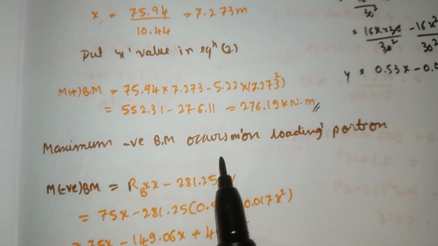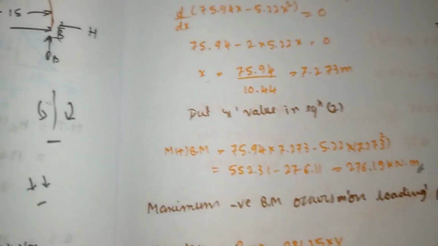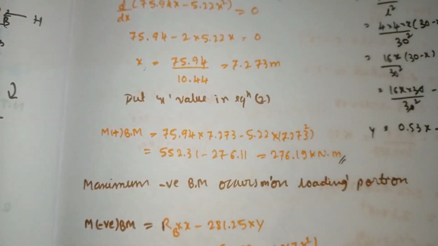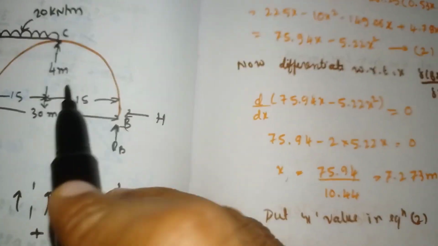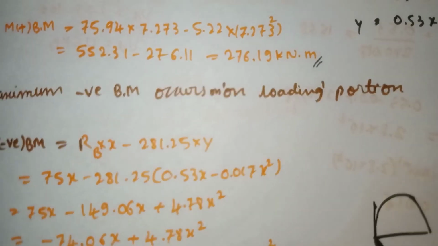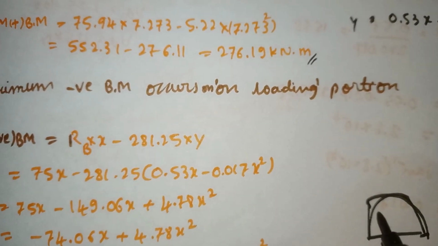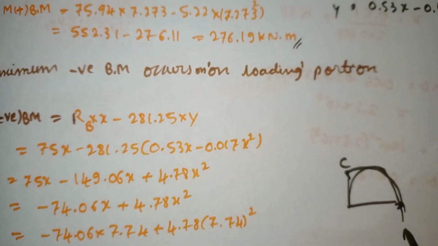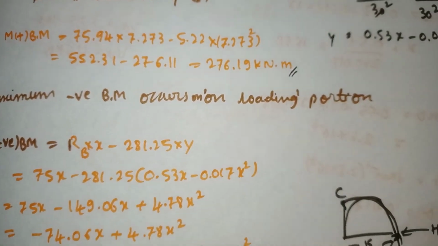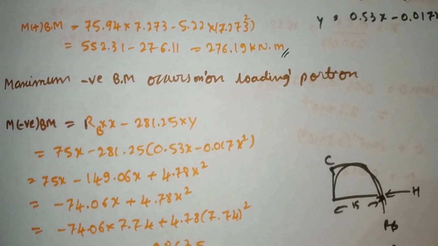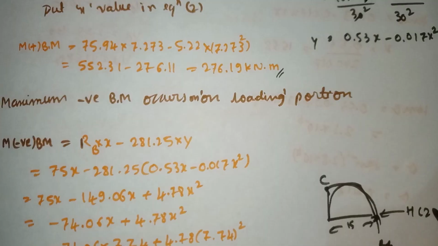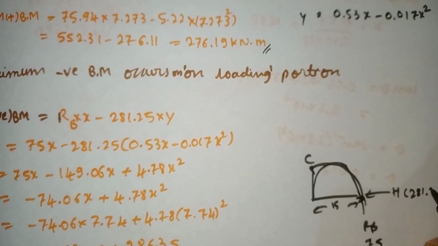In the same way, we have to calculate the maximum negative bending moment. Maximum negative bending moment occurs on the non-loading portion, so it means it occurs here, on the non-loading portion. Now I will draw this to here. This is the non-loading point C, RB, distance 15. This is the horizontal thrust. Our RB value we got was 75, and the H value we got was 281.25.